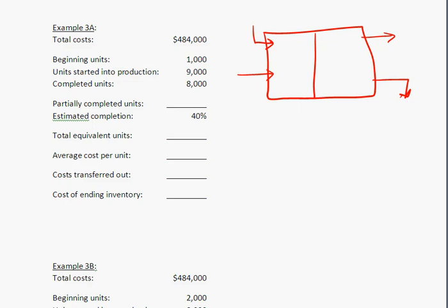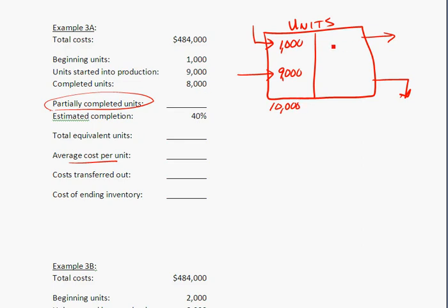In example 3, we're going to need to look at our units before we can calculate our average cost per unit, because we aren't told how many partially completed units we have at the ending. So let's start with our box. We had 1,000 units in beginning work in process. We started 9,000 units into production. So we've got 10,000 units we need to account for.